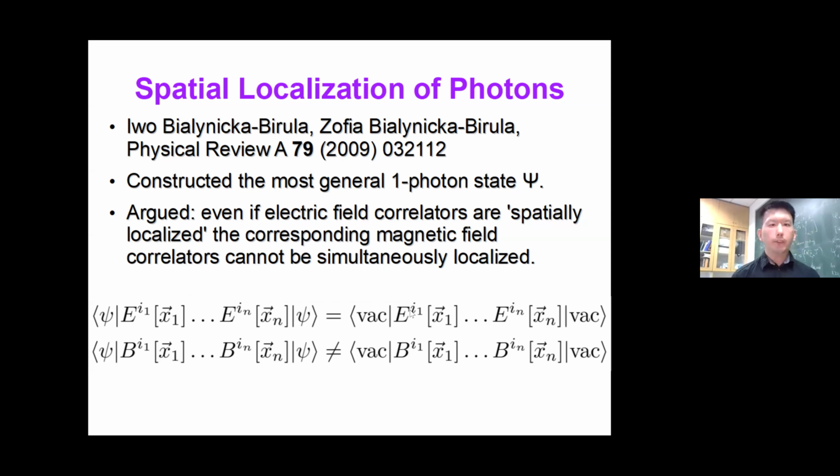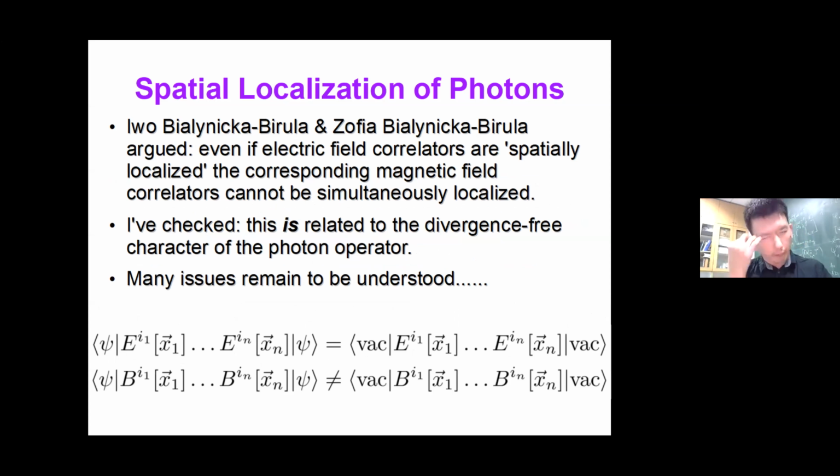But if you can do it for electric fields, simultaneously you will find that this locality would break down for magnetic fields. And they go on to claim that vice versa. So if you can localize it for the magnetic fields, you will not be able to simultaneously localize it for the electric field correlators.